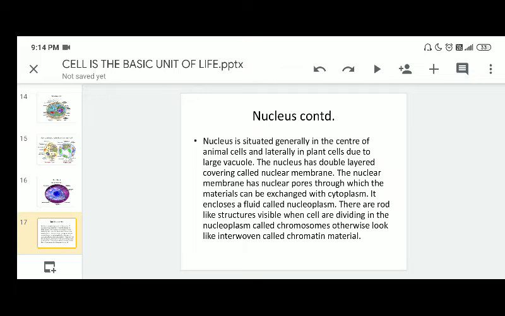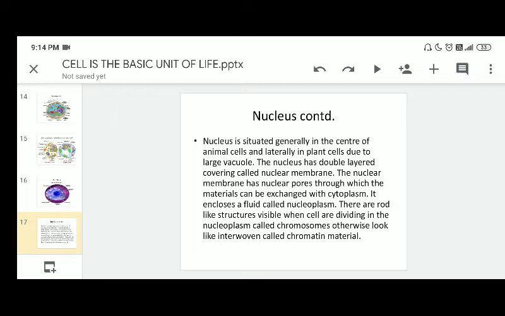The nucleus has double layered covering called nuclear membrane. You can well locate in the figure. The nuclear membrane has nuclear pores through which the materials can be exchanged with cytoplasm. Means anything can enter inside the nucleus or move out from the nucleus. It encloses a fluid called nucleoplasm.